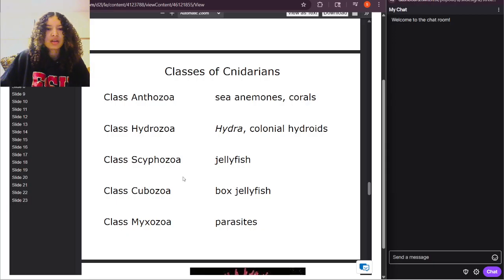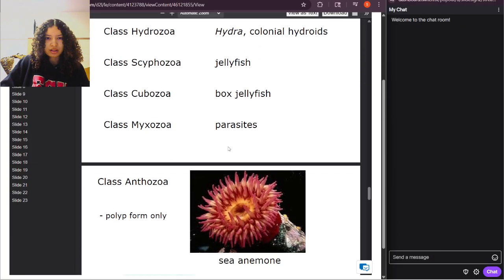Okay, so there's a couple different classes of cnidarians: Anthozoa, sea anemones and corals; Hydrozoa, Hydra, which is pretty obvious. Hydrozoa, I think it's gonna be Hydra. That's pretty easy. Scyphozoa is jellyfish. Cubozoa is box jellyfish, and Mesozoa is parasites.